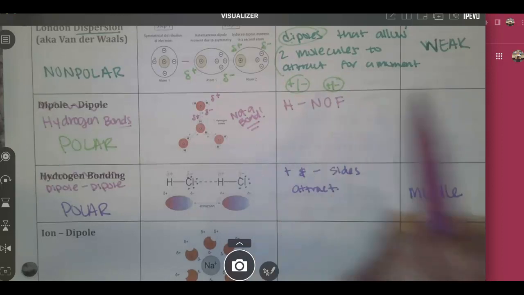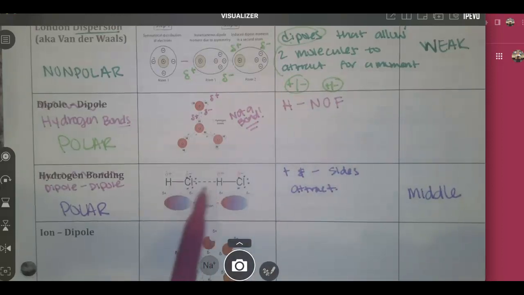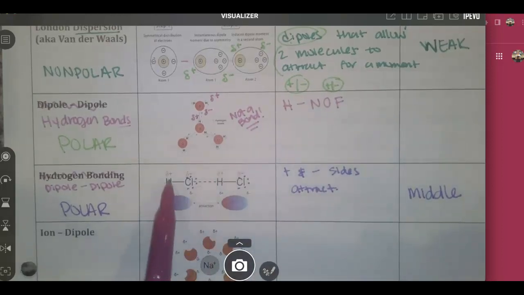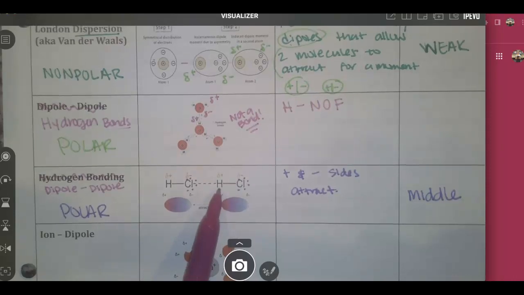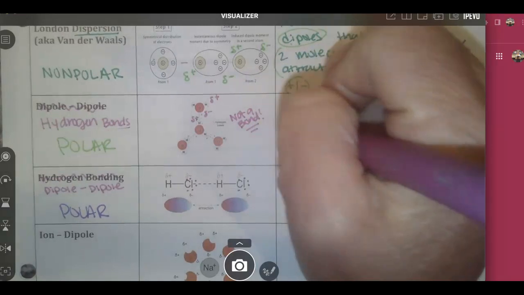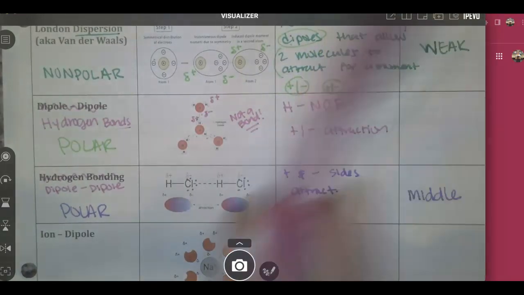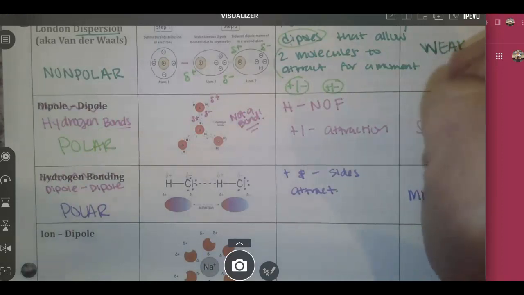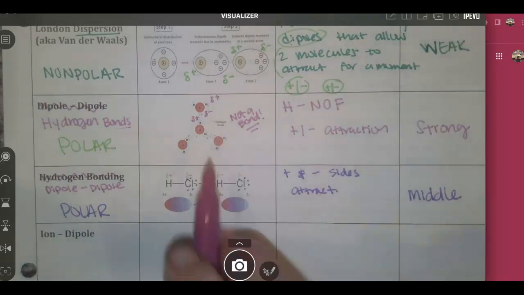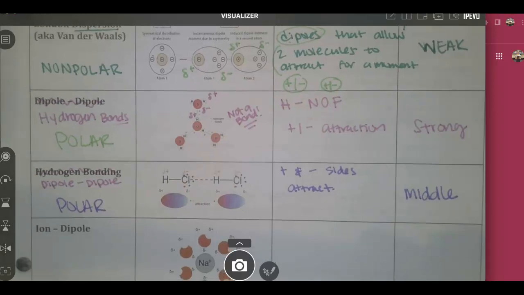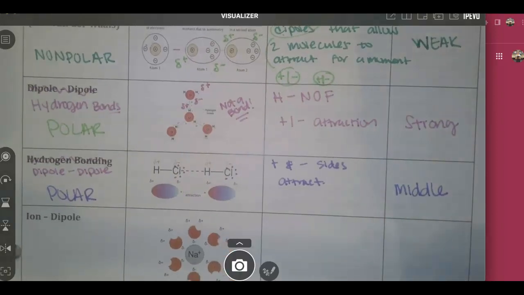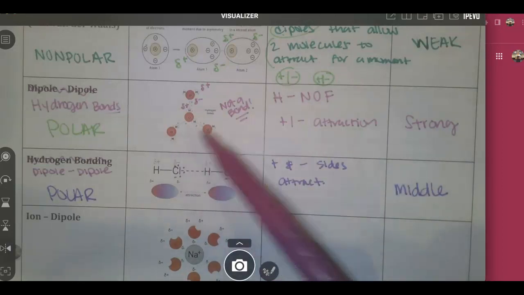So your hydrogen has to be connecting or attracted to an oxygen, a nitrogen, or a fluorine. If your hydrogen is attracted to anything else, like over here we have a hydrogen and a chlorine, that is not a hydrogen bond, even though there's hydrogen there. It must be between these things. And it's the positive and negative attraction, again, of a polar molecule. And these are very strong. This is why water has a strong surface tension, right? Because all those water molecules are really bonded together, or not bonded, really attracted to one another.